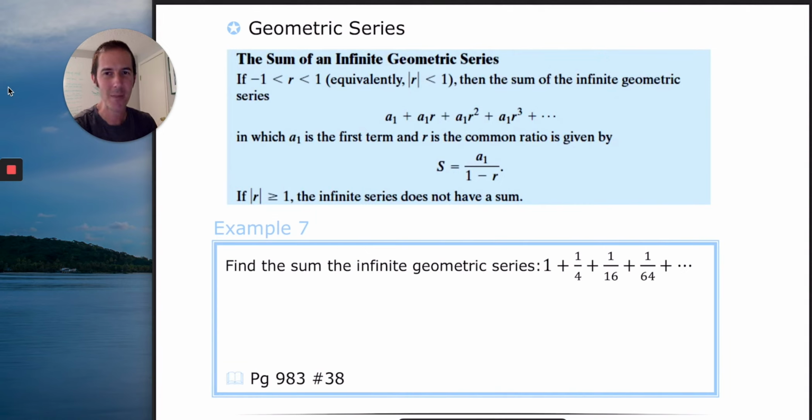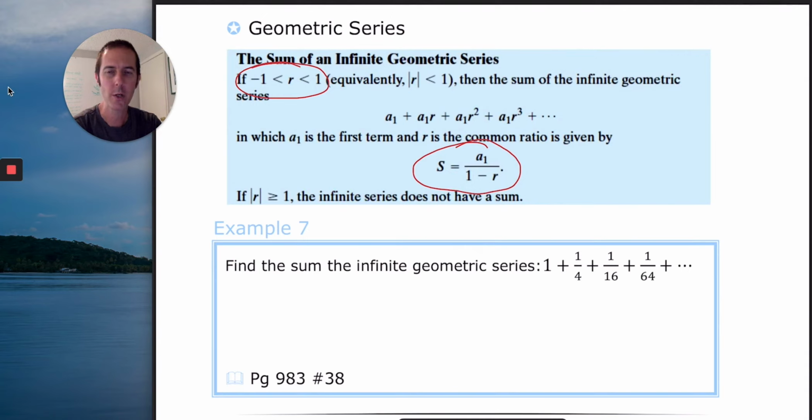All right, maybe the last topic. I can't even remember. I talk too much. Geometric series. Oh, this is the infinite geometric series, and we're only going to be using this formula to find the sum of an infinite geometric series if the common ratio is between negative and positive 1.